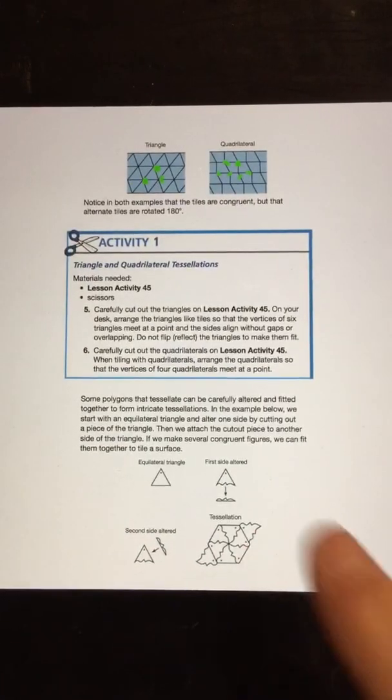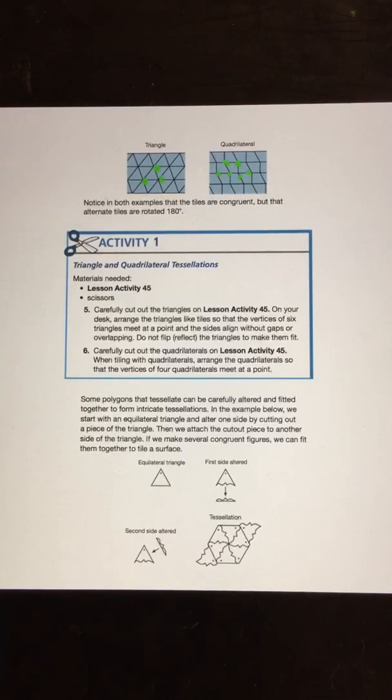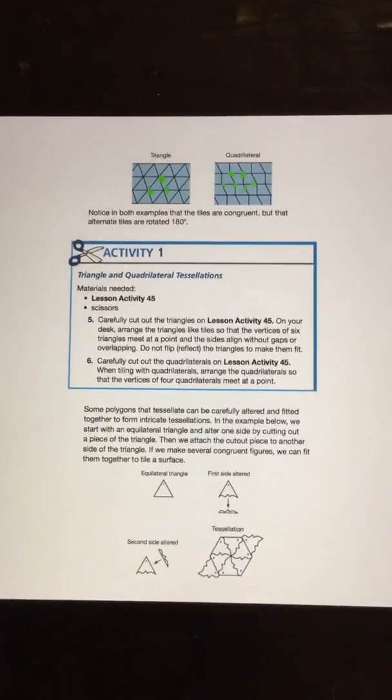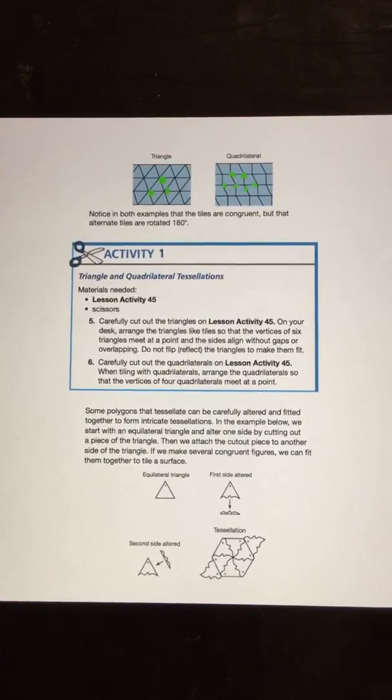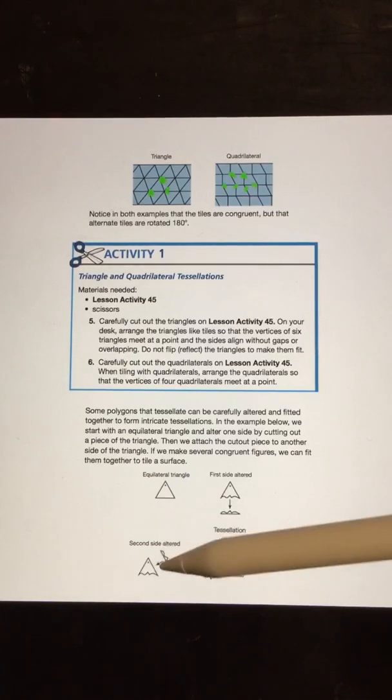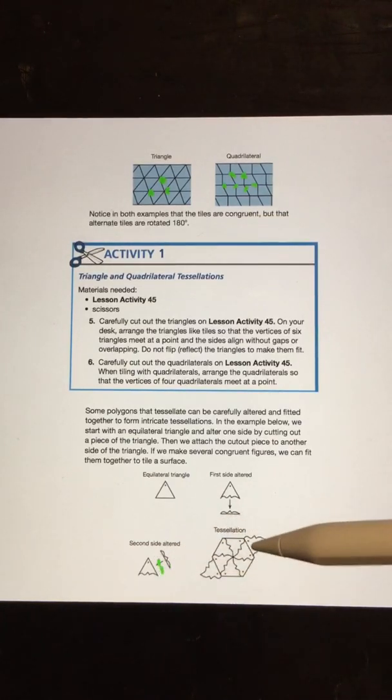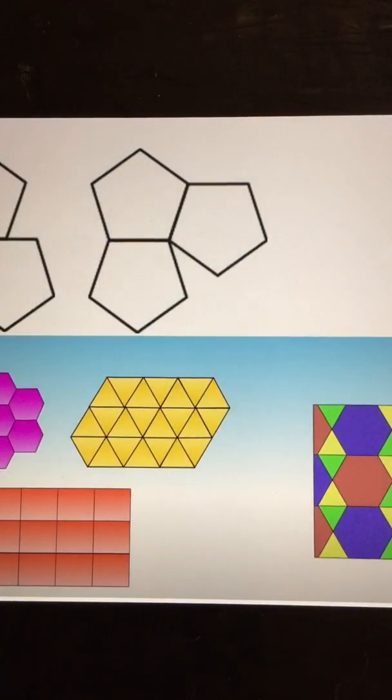All right, so at the bottom of the page, you can see that you can take a polygon and you can alter it. So they take this equilateral triangle and then they alter it. They rip the bottom off, all right? So then they tape it to the side here. As you can see, they taped it to the side, and then they tessellate them. They fit them together.